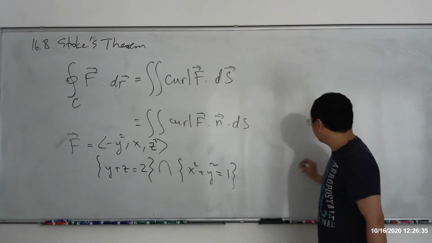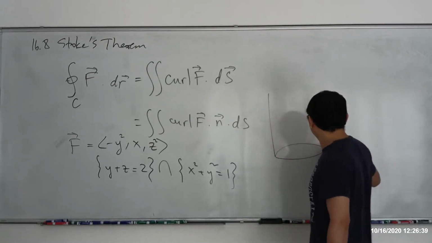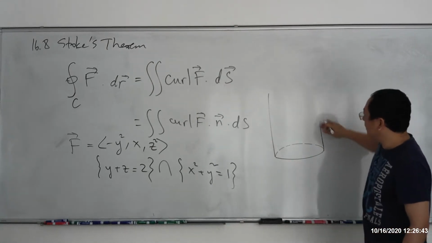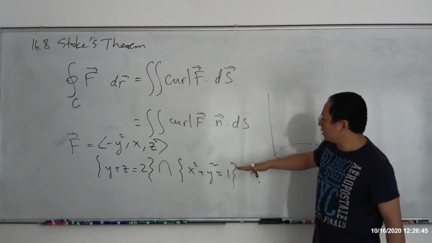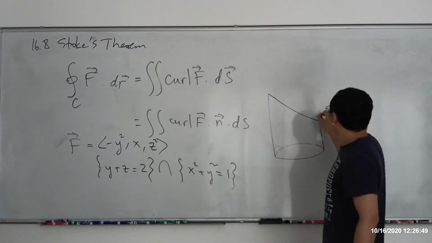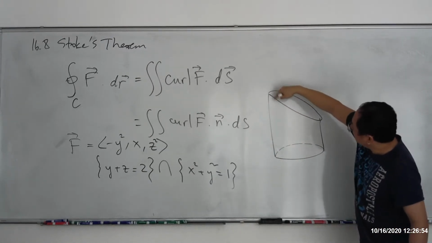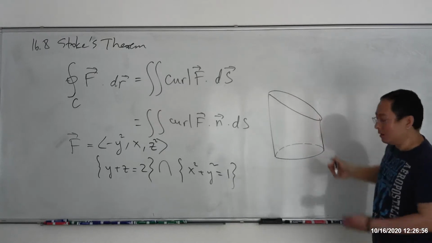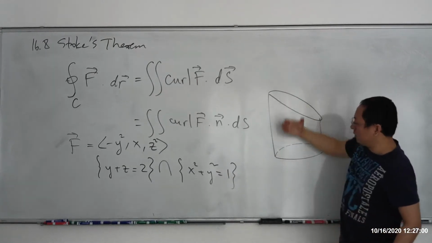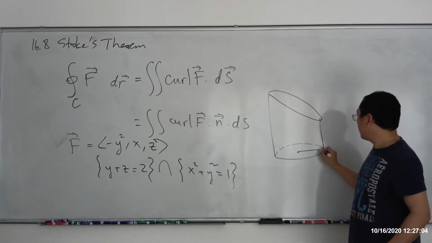So this is the cylinder. You see the cylinder, and then y plus z equal to 2 is the plane that intersects the cylinder. So the intersection is going to be that curve, that slash right here. You imagine that we have a tube going up, x squared plus y squared equal to 1. This is a circle of radius 1.